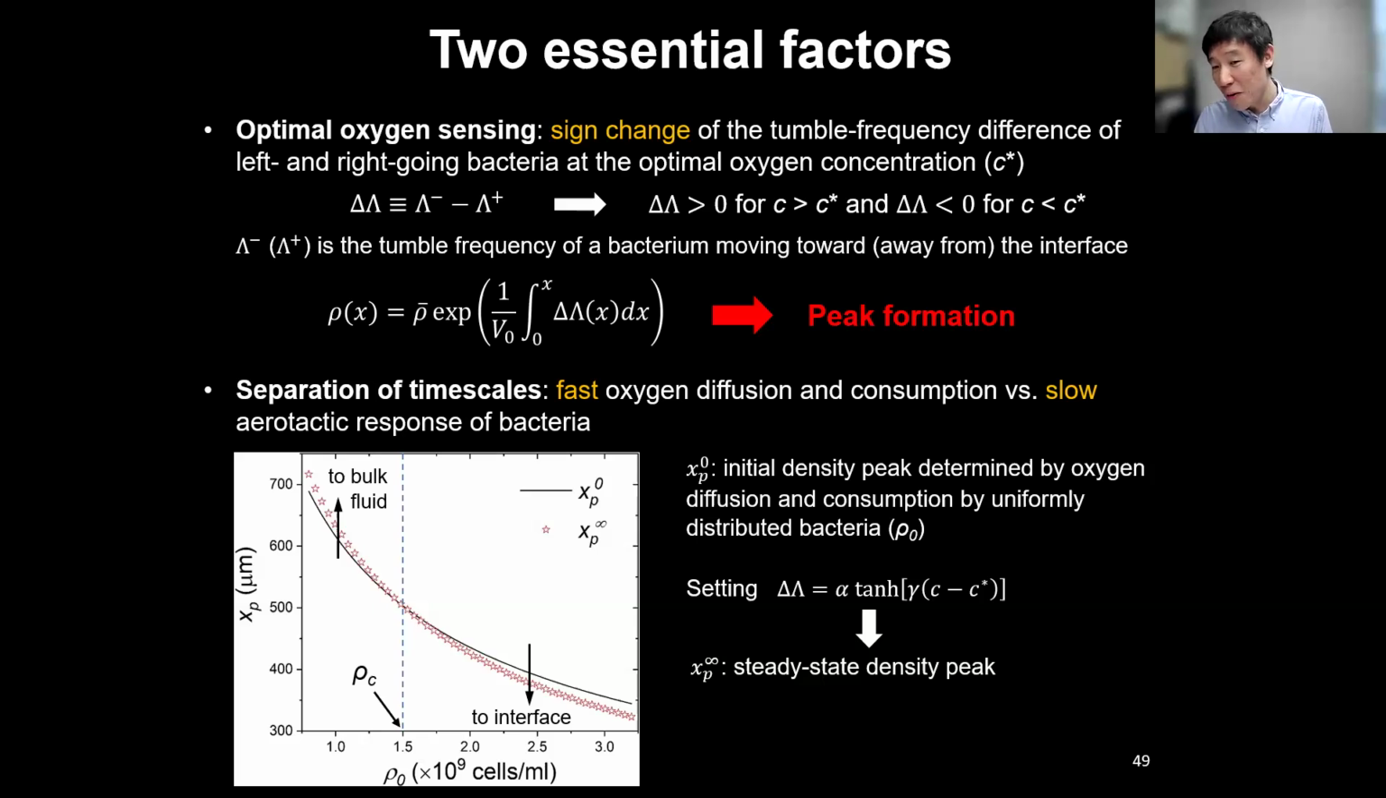At rho C, they don't move anymore. So that's where the slippage happens. That gives you the peak migration.